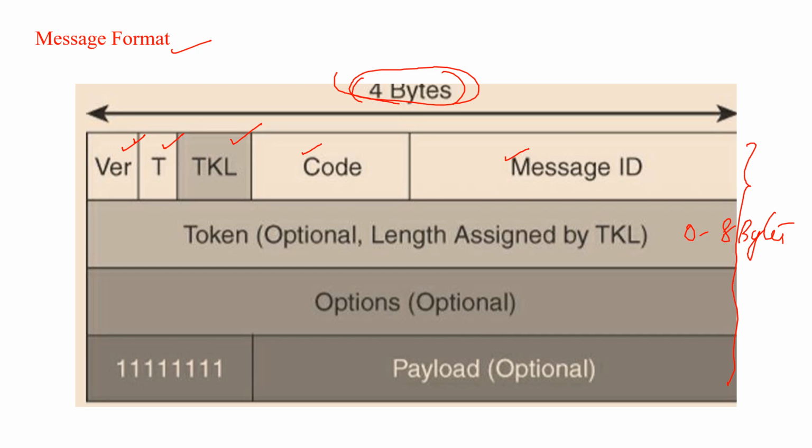Okay, and the third one is your option field, which is optional, and the final, that is the lowest layer, is your payload field. Payload is nothing but the actual data which you are transmitting, which is also optional. In order to identify whether it is a payload, that is your data, we have an 8 bit marker. Okay, so now let us see one by one separately.